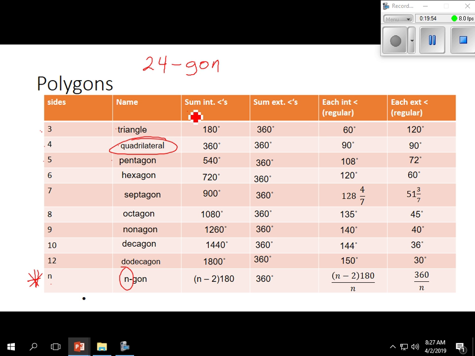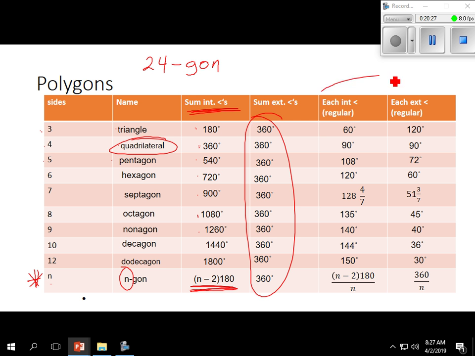The sum of the interior angles, I wrote them all down here. For a triangle, the three angles of a triangle always got to add up to 180. Quadrilateral, four angles of a quadrilateral got to add up to 360, 540, 720, so on and so on, all the way down this chart. That's just using that formula right there that I gave you on the other slide. The sum of the exterior angles, you'll notice, always 360 degrees. No matter what the shape is, the exterior angles always have to add up to 360.